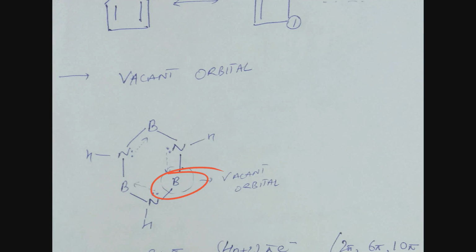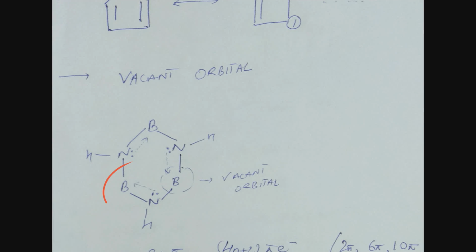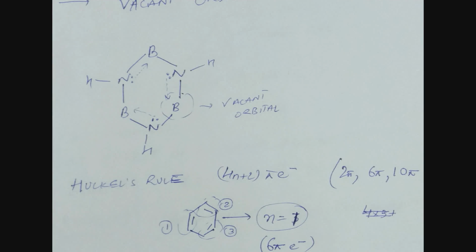Now vacant d orbital. In this we can see that boron's octet is not complete, so nitrogen will provide the electrons, and this will happen simultaneously with three of the pairs. So it may be an aromatic compound.